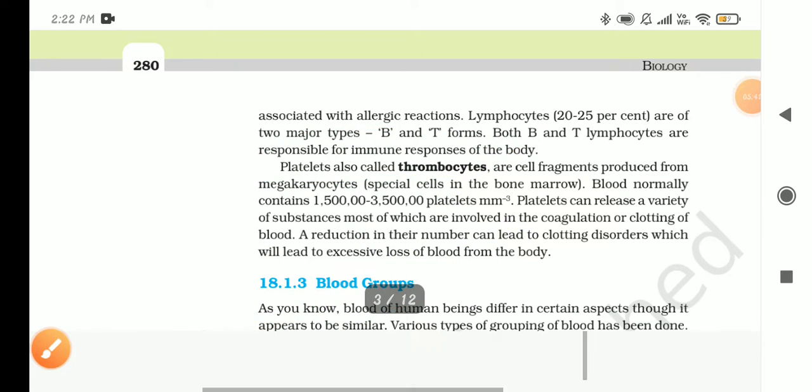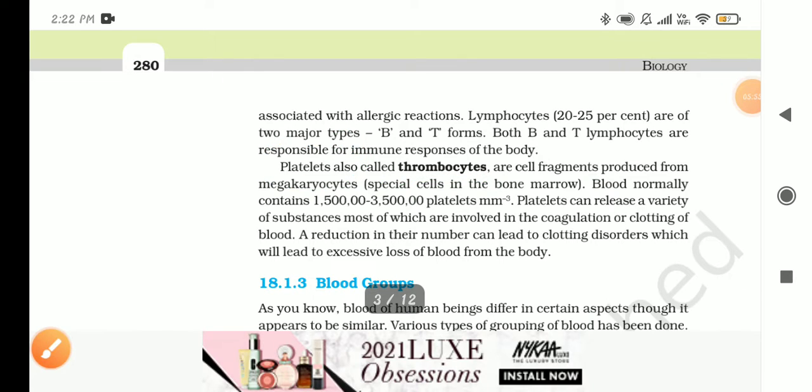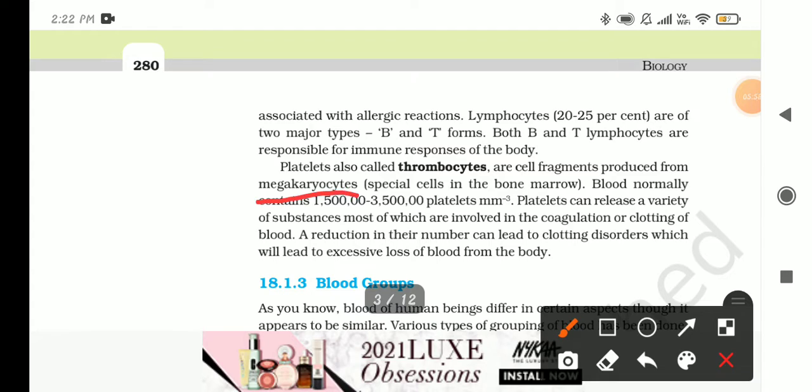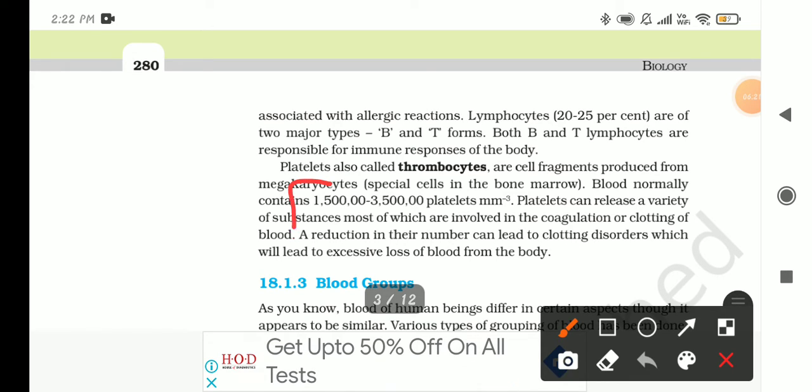Next, I've already told you that platelets are also called thrombocytes. These are cell fragments produced by megakaryocytes. What are megakaryocytes? These are special cells present in the bone marrow, and from megakaryocytes our platelets get produced. Blood normally contains about 1 lakh 50,000 to 3 lakh 50,000 platelets.